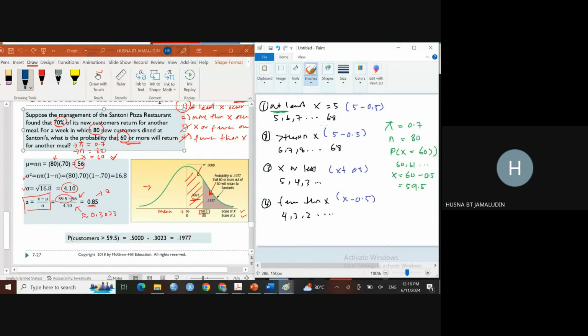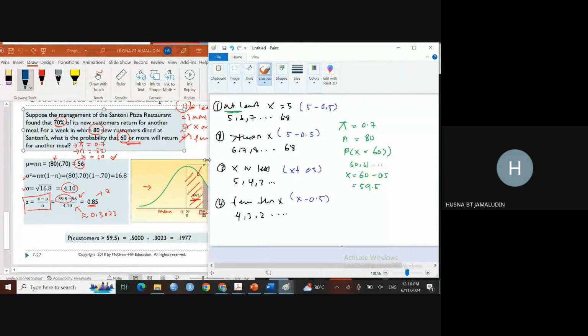Okay, next. Where is my cursor? So you know that this is approximate to binomial, and you want to use the formula of your z. Let me rewrite the z formula.